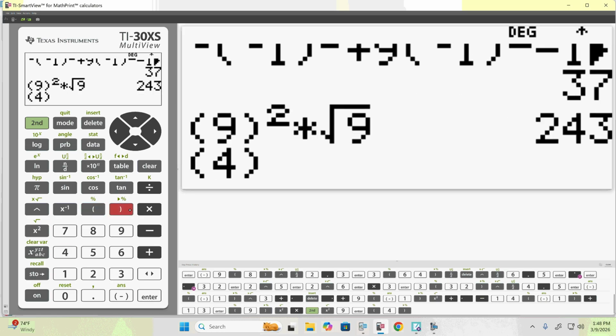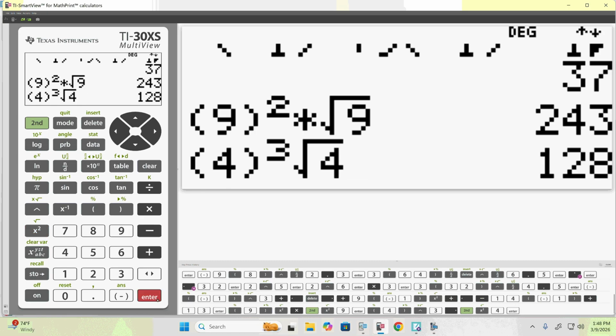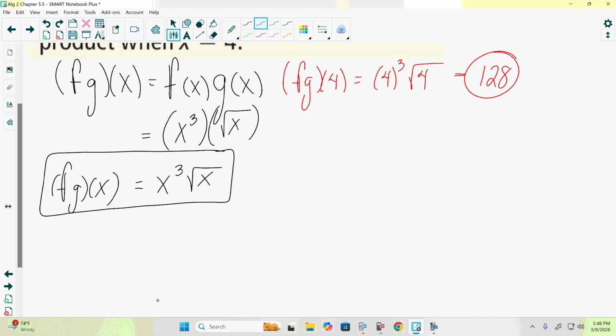Because 4 cubed is 64. And we multiply it by the square root of 4, which is 2. 64 times 2 gives us 128. That's it. Any other questions on this? Be ready for the next part.